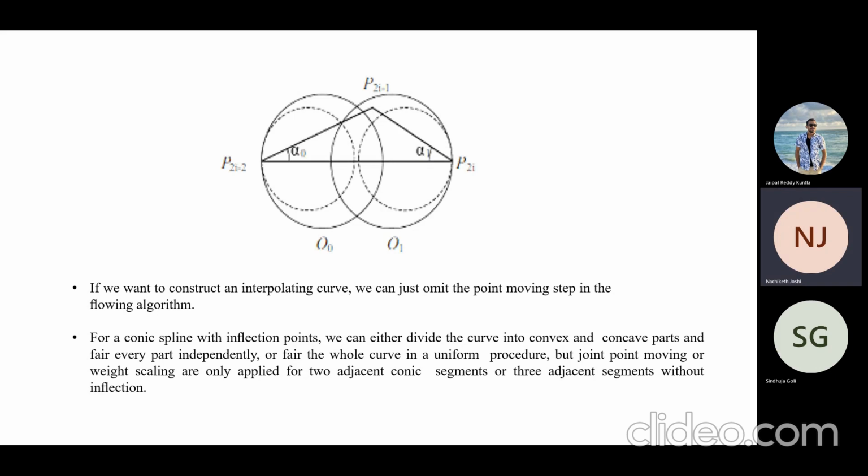For a conic spline with inflection points, we can either divide the curve into convex and concave parts and fair every part independently, or fair the whole curve in a uniform procedure, but joint point moving or weight scaling are only applied for two adjacent conic segments or three adjacent segments without inflection.